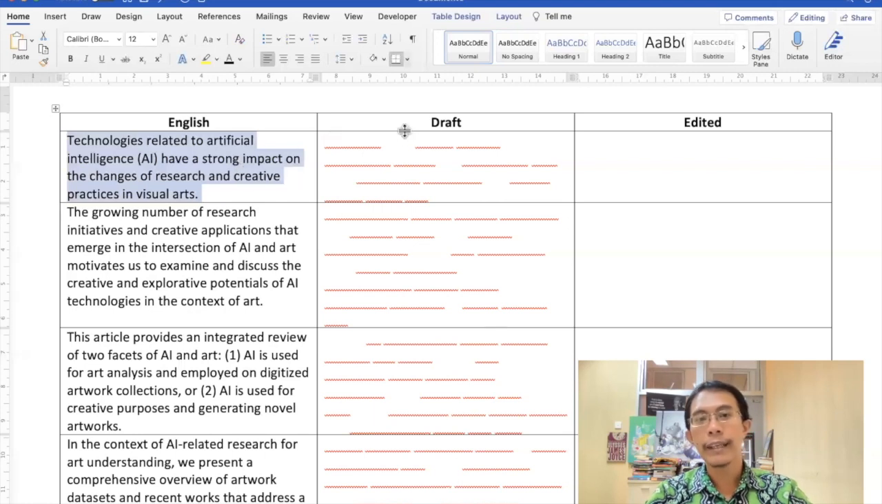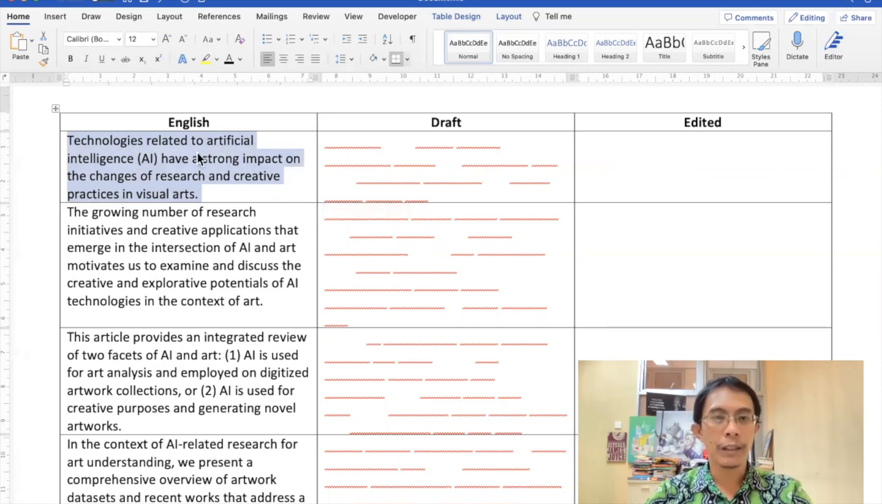And then in the second column, I want you to have a place for the draft. This is what your friend has translated, okay? And the third column will be for the edited version. This will be your version. This is what I want you to do. This is just an example from an article that I have selected. This article is about artificial intelligence and how it is used in the visual arts industry.